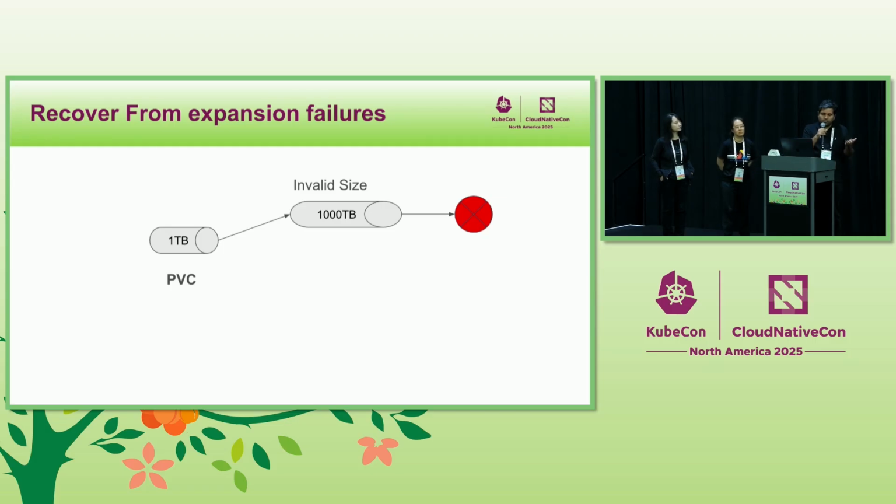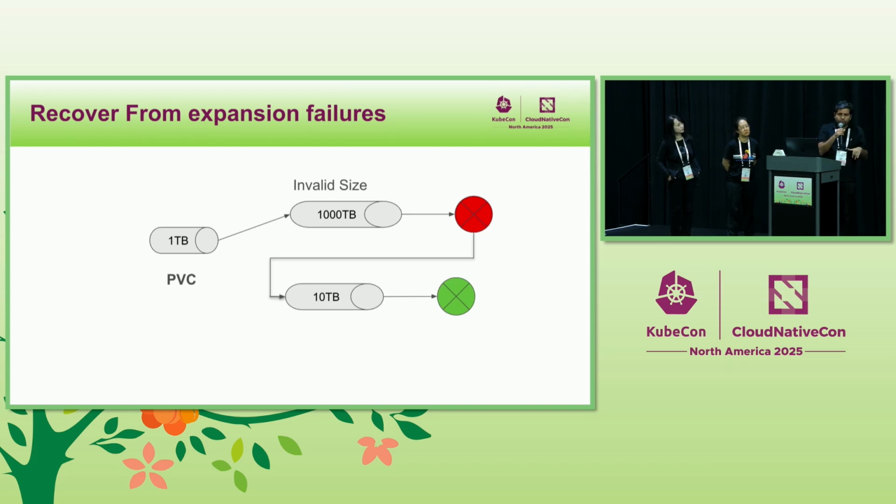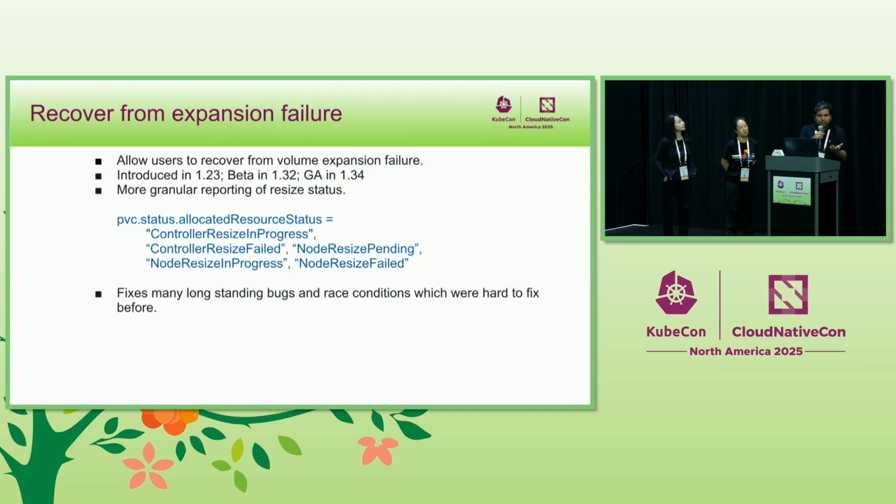You'd have to ask your cloud provider or storage provider or cluster admin to bail you out, and it required a bunch of manual intervention, and it was not a nice user experience. In 1.34, we have made it possible so that you can reduce the size of your PVC and retry the volume expansion, and it works just the same, as long as your new request is higher than the previous value.